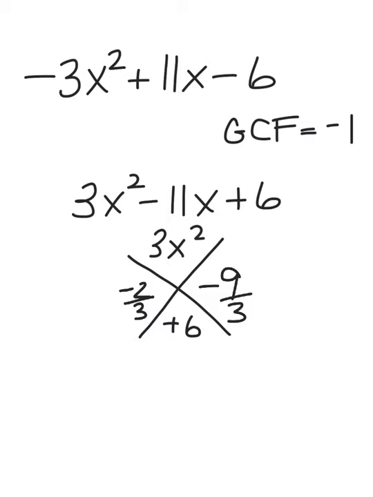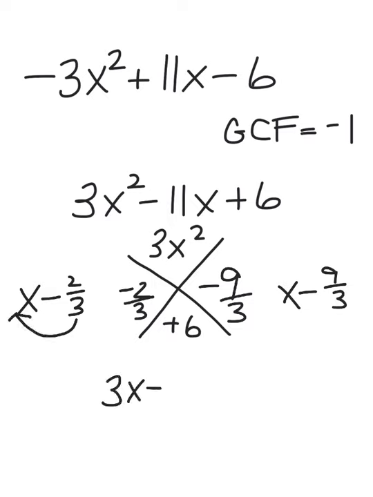The next step is to have an x minus 2/3 and an x minus 9/3. Well, if you remember from previous videos, we can't have a fraction. That 3 is going to go right here in front. And so it's going to be a 3x minus 2. And on this side, the 9 divided by 3 is an actual 3, so I don't have a fraction anymore. And so I just have x minus 3.